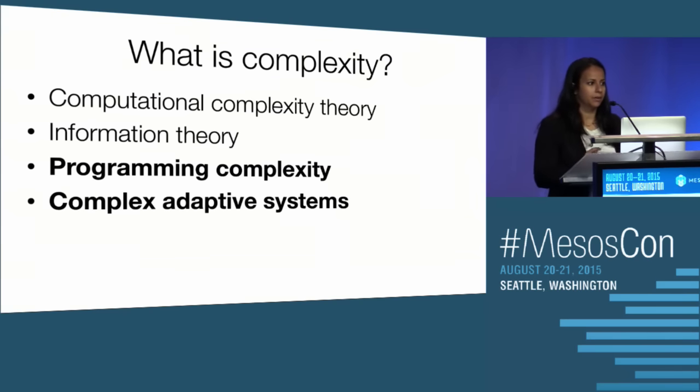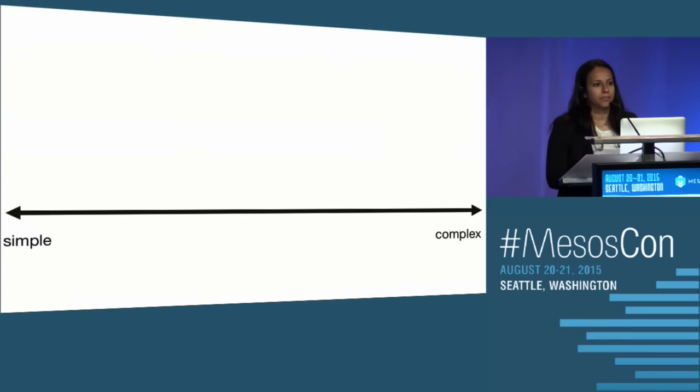And I want to talk about these two types of complexity: the complexity that arises in our software when we try to implement software systems, and the complexity that arises from systems that have a lot of components that end up showing behavior that's often non-intuitive and totally unexpected. Okay, so let's start. Things are simple or things are complex, and let's say that there's a spectrum in between.